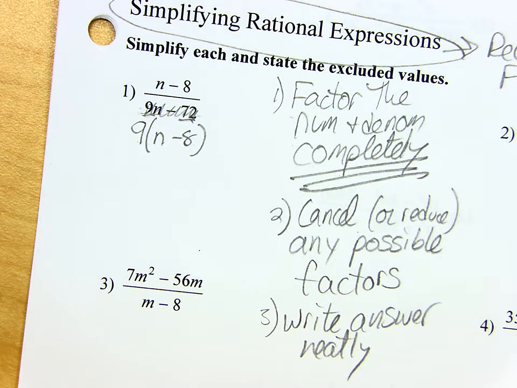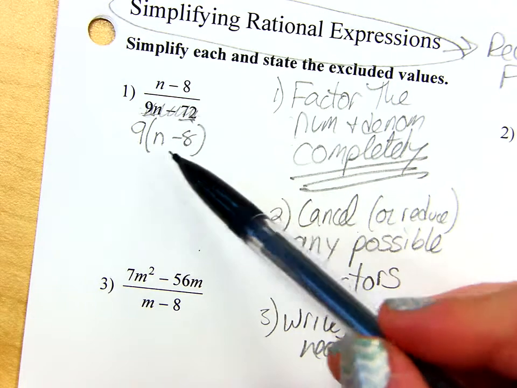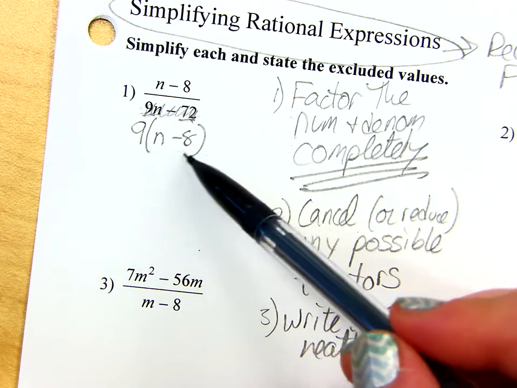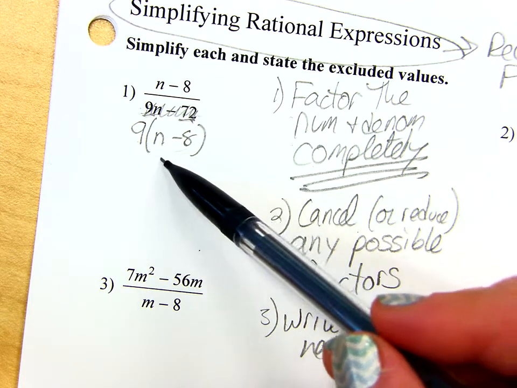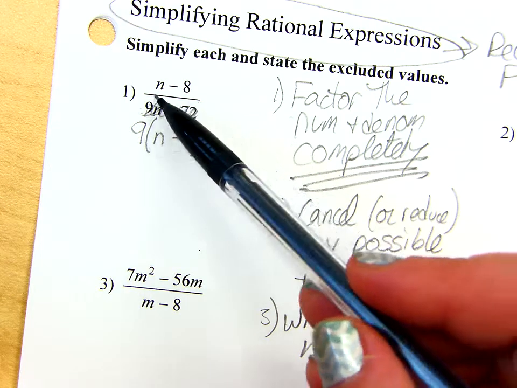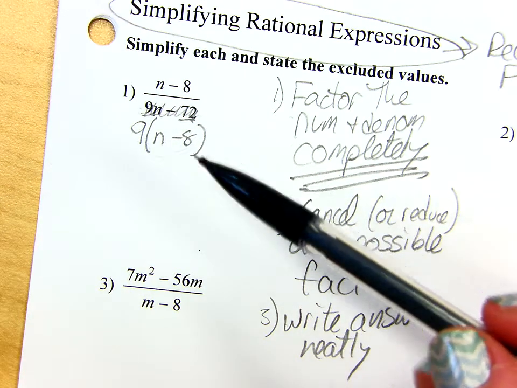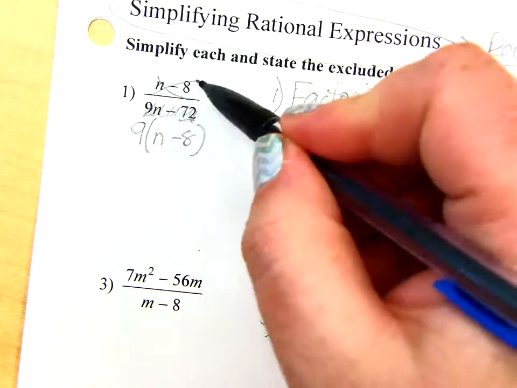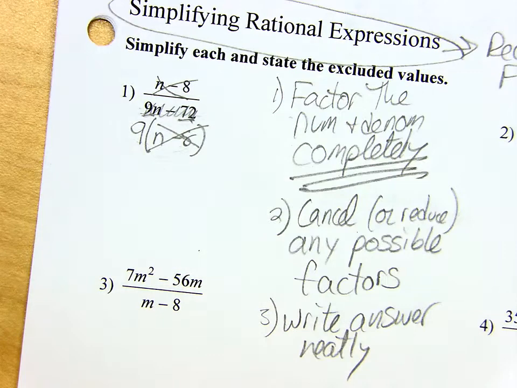Now in step 2, I'm going to cancel or reduce any possible factors. Here's what I mean by that. See how I have an n minus 8 down here? Do you see this n minus 8? Is everybody looking? You paying attention? See how I have an identical n minus 8 right here? Yes. Those two, the whole bundle, can cancel with the whole bundle.